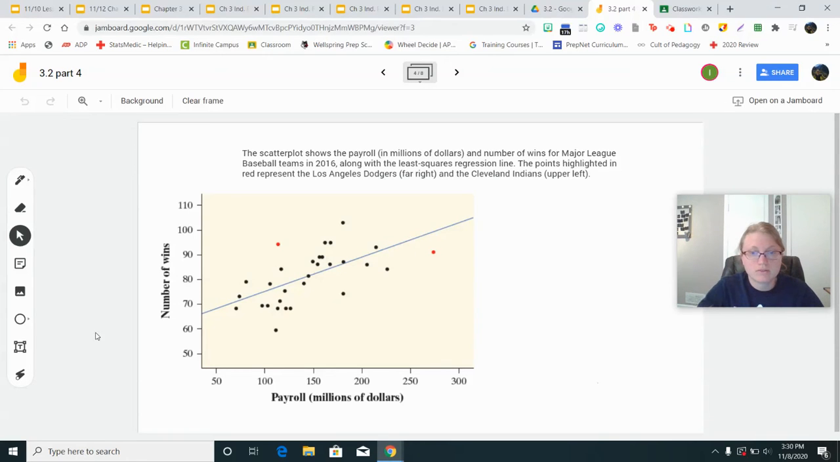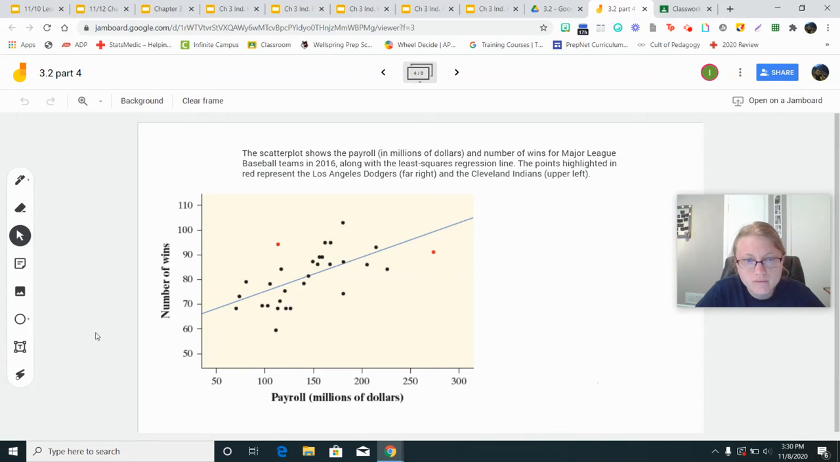Okay, let's look at the check for understanding. For this question, we're looking at a scatter plot of Major League Baseball wins in 2016 along with their payroll, so how much teams get paid, players get paid. We've got 2 points here we want to label.